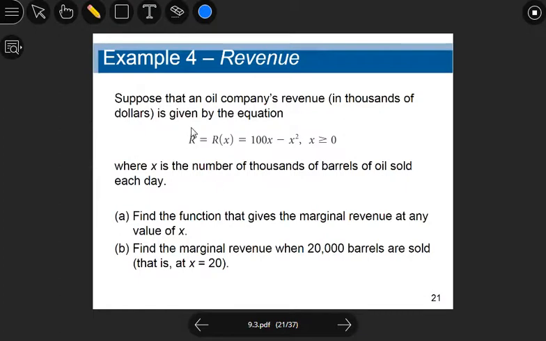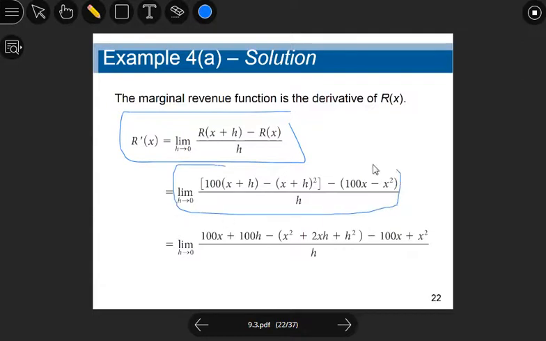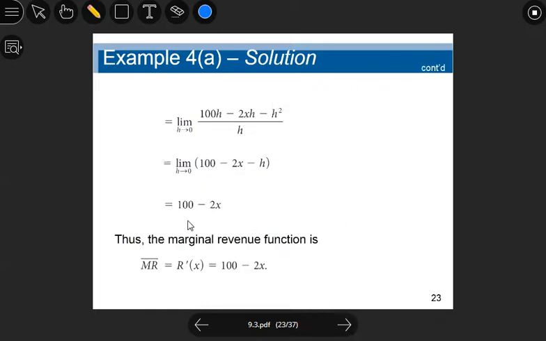Suppose that an oil company's revenue is given by this equation. This is the revenue function. Find the function that gives the marginal revenue at any value x. So you need to take the derivative. First set up the equation, then substitute, then simplify. So you can obtain this one, then take the limit of h to 0, and you can obtain this one. So this is the marginal revenue.